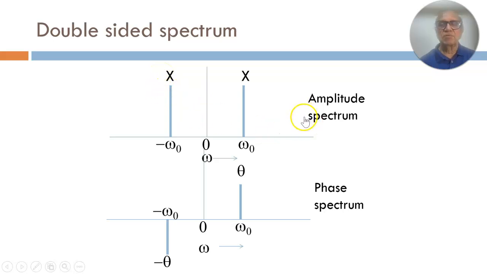So this is the amplitude spectrum, and understand that it is an even function of frequency. On the other hand, when you plot the phase spectrum, at omega naught you get theta, and at minus omega naught you get minus theta, which means that the phase spectrum that you obtain by using the exponential functions, using a double-sided spectrum, is an odd function of frequency.